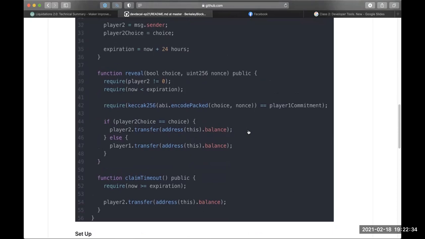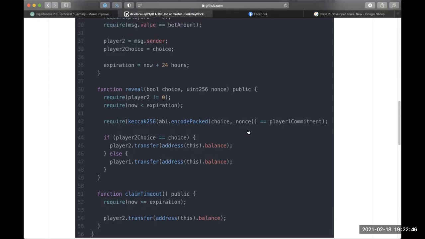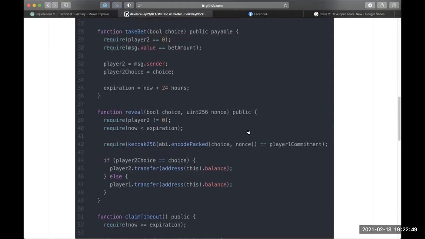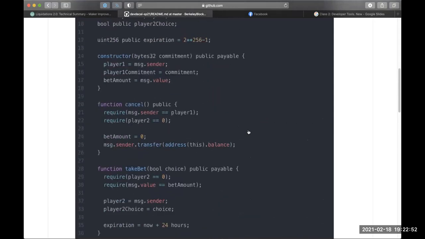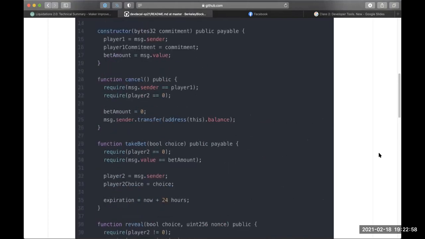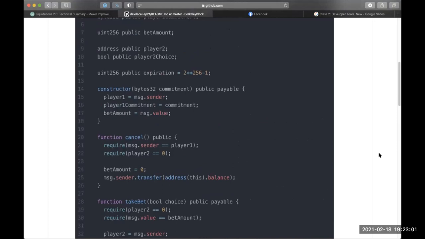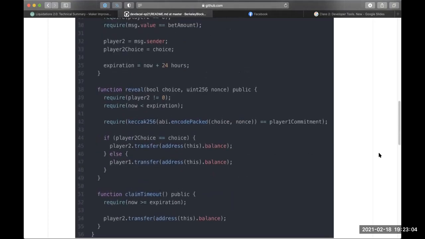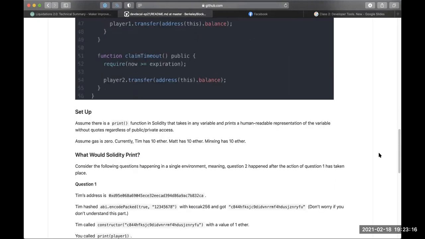I think this function is missing the extra line where you take money from player 1. Oh wait, hold up. Yeah, player 1.transfer is called. So what happens is that the balance is 9 for both of them, and then you're transferring 2 to the winning player. Yeah, that's how it works. My bad.